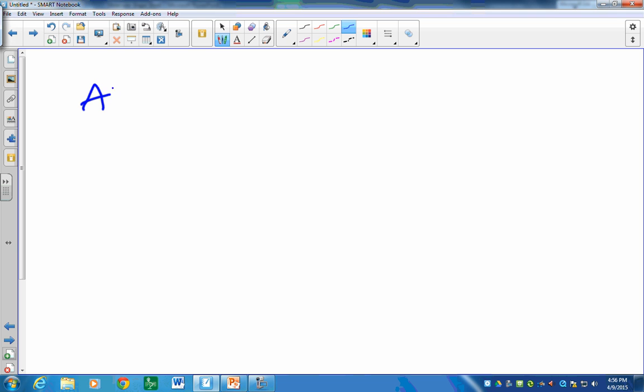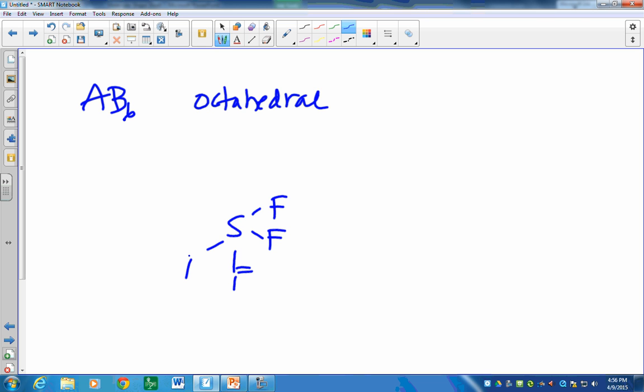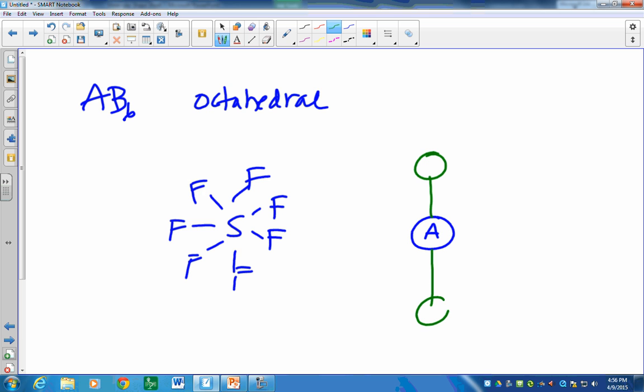Next one, AB6 is octahedral because they point to the corners of an octahedron. If you're going to draw this in 2 dimensions, I just want like SF6, let's say. I'm not going to do all the dots, okay? In 2 dimensions, this looks like a 6-armed snowflake. That is not what it really looks like, but that's how you have to represent it on paper. If you want to represent it more accurately on paper, there's A, and then you have B on the top and B on the bottom, and that is like the y-axis.